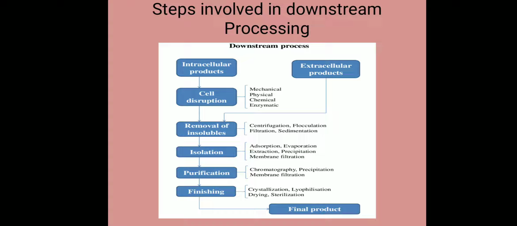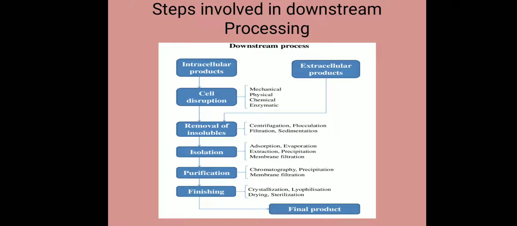Say if the product is intracellular, then first the cell has to be lysed. So cell disruption has to be carried out and then we should go for removal of the product from the culture broth. If it is an extracellular product, then we have to directly remove the cells and the product will be present in the culture broth. So in this way, the steps will slightly vary based on whether it is an intracellular product or an extracellular product. For cell disruption, we carry out various methods like chemical methods, physical methods and enzymatic methods.